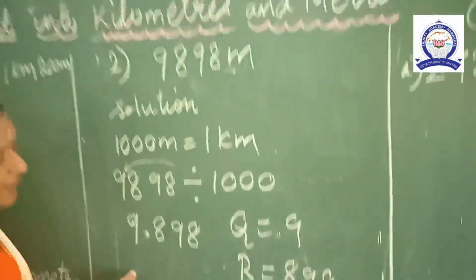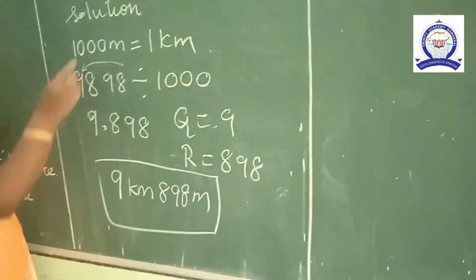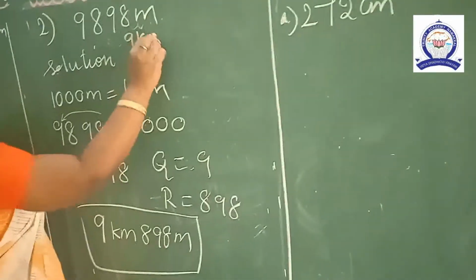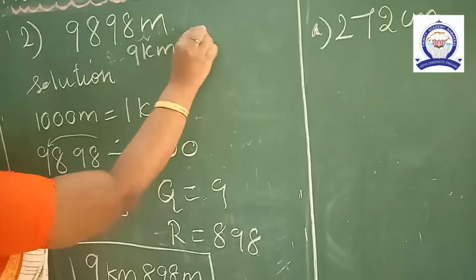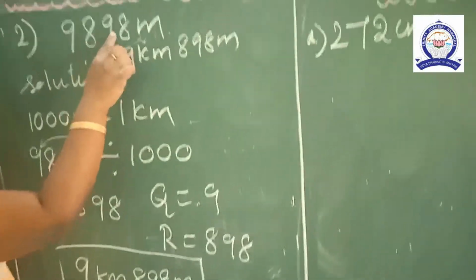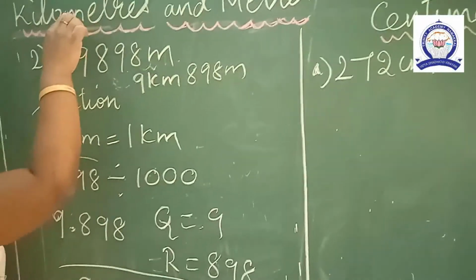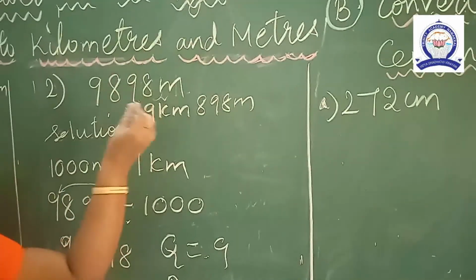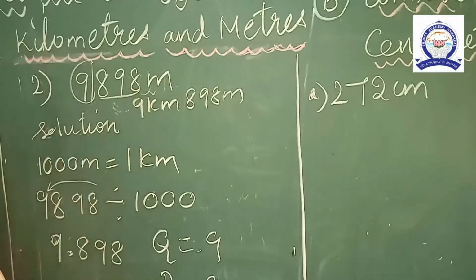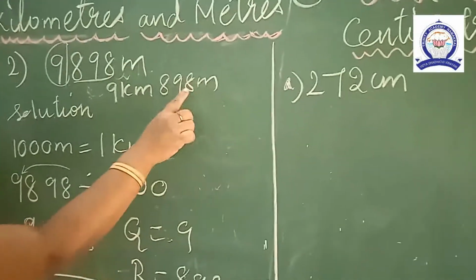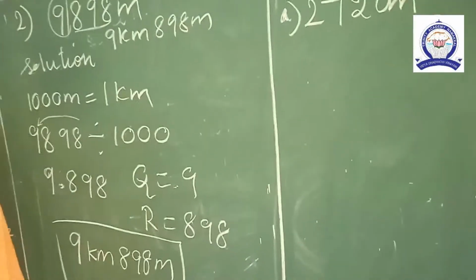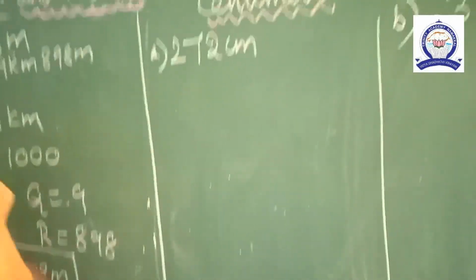This is your answer. So I am writing the answer once again here. So 9 kilometer 898 meter. So 9898 meter, we have converted into kilometer and meter. So 9 kilometer 898 meter. Okay. Similarly, see the second question.